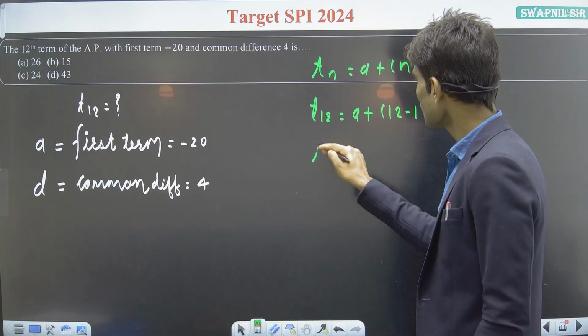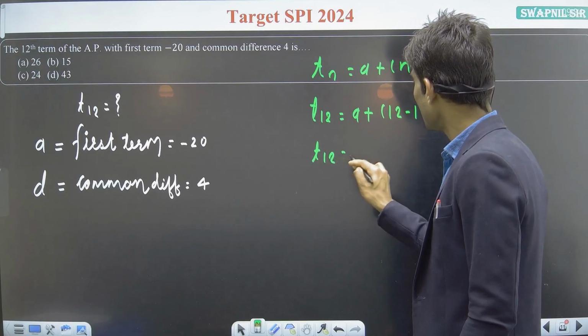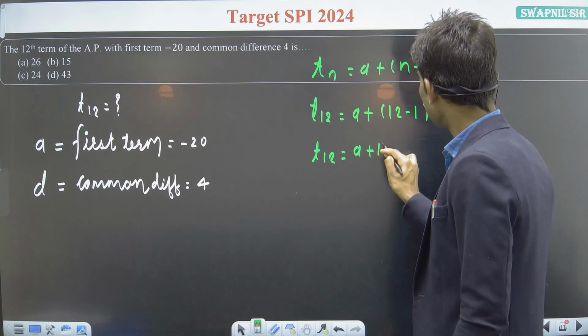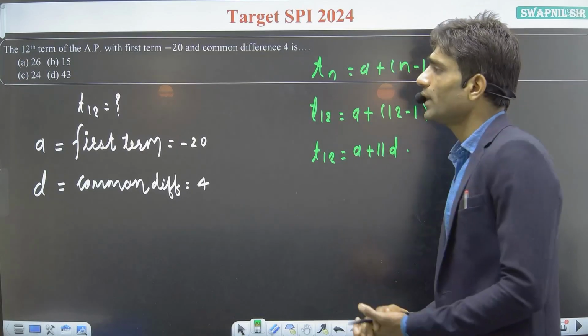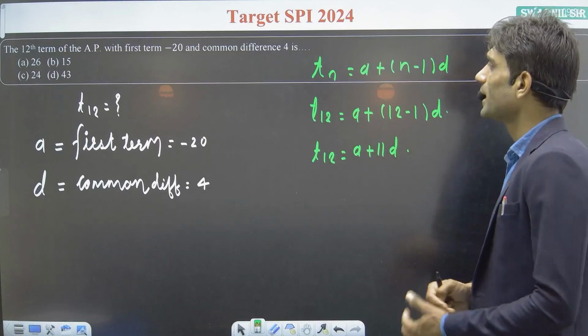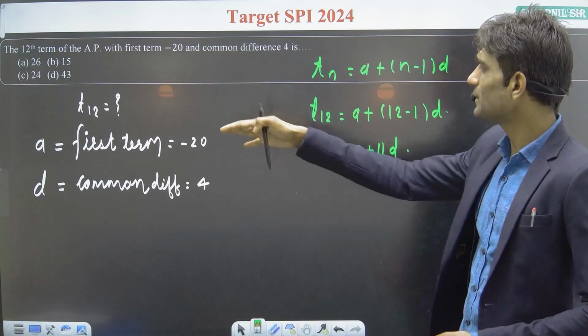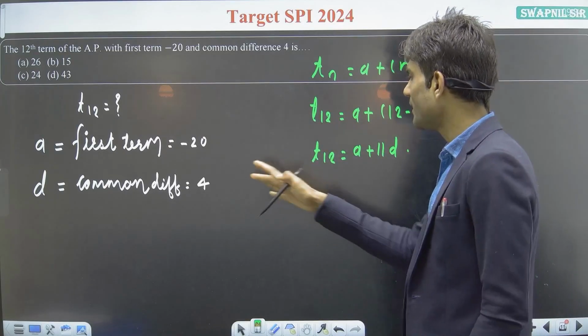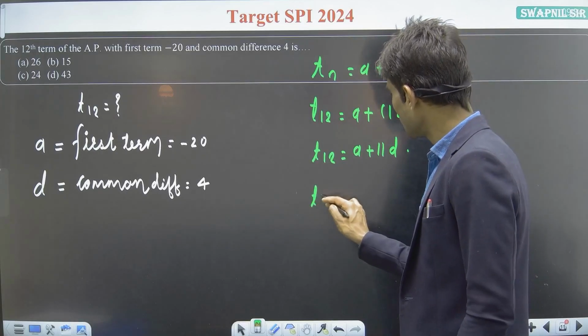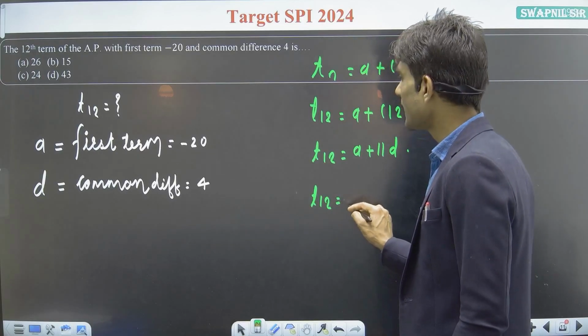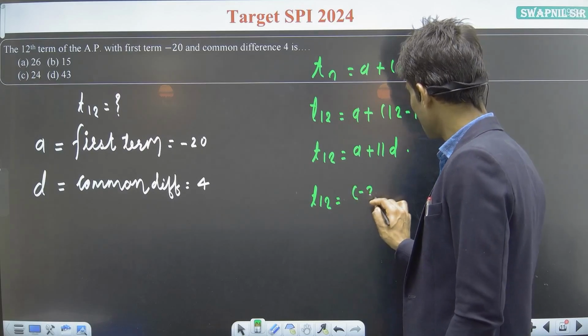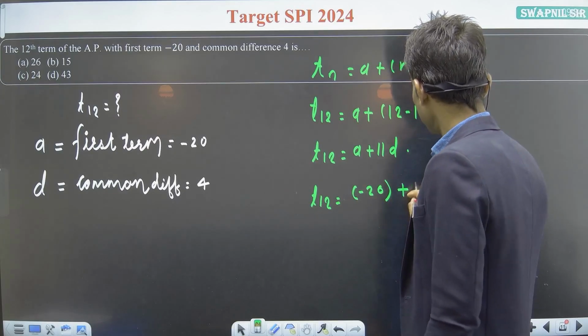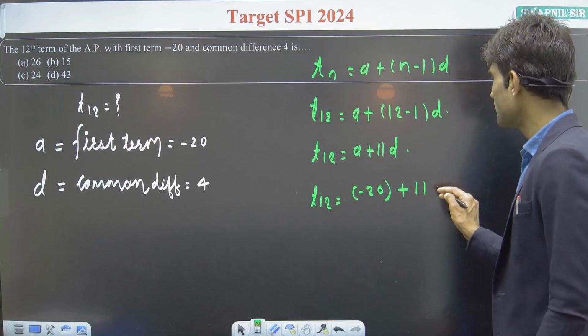The 12th term can be written as a plus 11 times d. So I got the 12th term as a plus 11d. Now replace the value for a, which is minus 20, and d as 4. So the 12th term can be written as minus 20 plus 11, keep as it is, common difference d as 4 here.